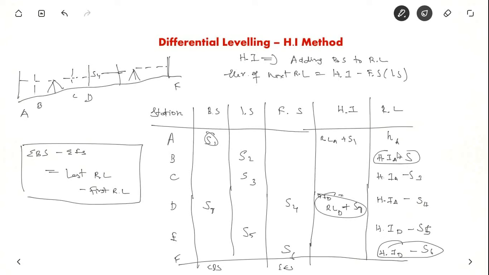So you have HI of A minus S2, HI, height of instrument of A, minus S3, similarly minus S4 here. Here you have changed the height of instrument, this is the change point. So it is height of instrument of D minus S5 and this is height of instrument of D minus S6. This gives you the final reduced level of point F. Now let us see one example to get it more clear.